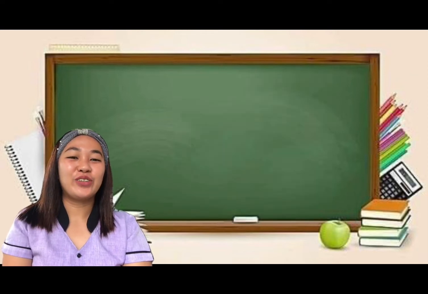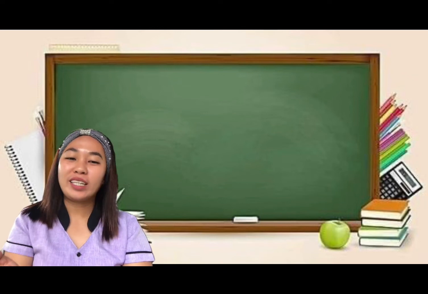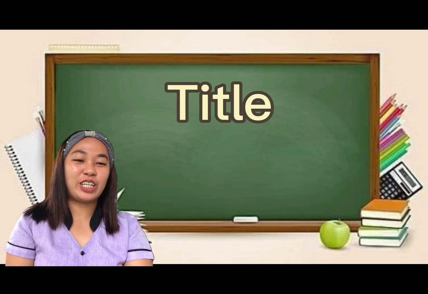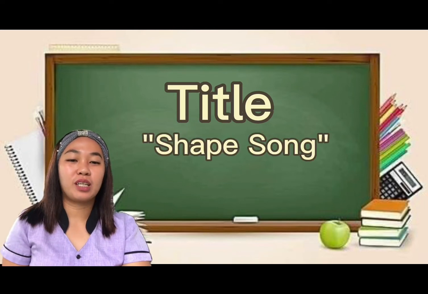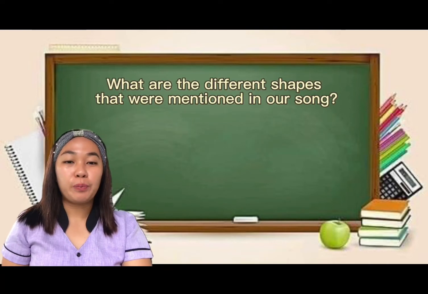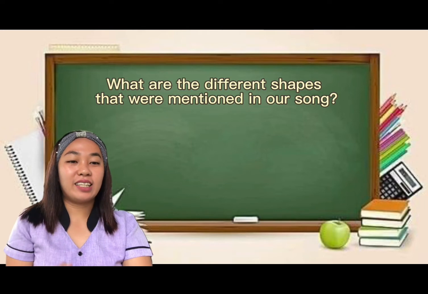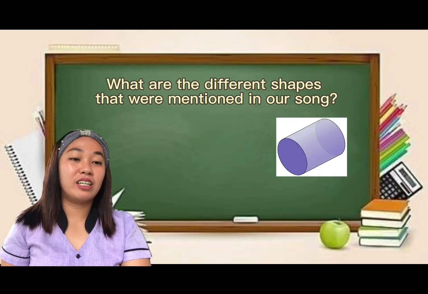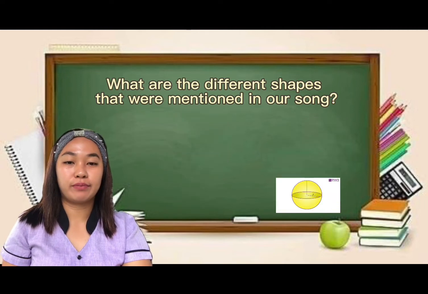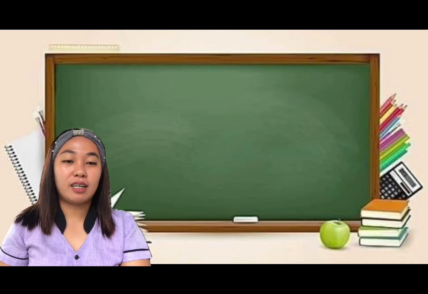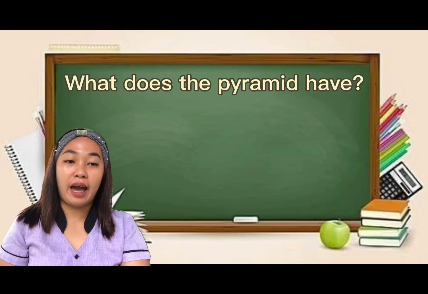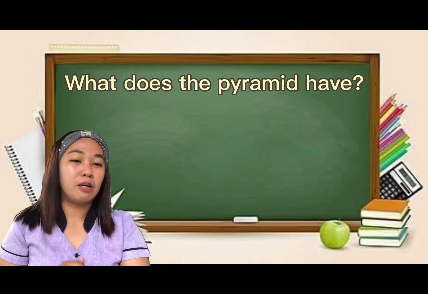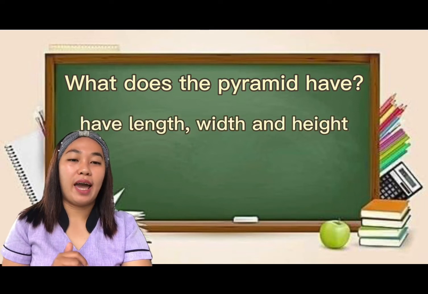Okay, very good. You are all good singers. What is again the title of this song? Yes, Ben? Very good. That's Shape Song. What are the different shapes that were mentioned in our song? Yes, Ate Nicole? Fantastic. That's pyramid, cylinder, cone, and sphere. Based on the second stanza of our song, what does the pyramid have? Yes, Ate? Very good. The pyramid has length, width, and height.